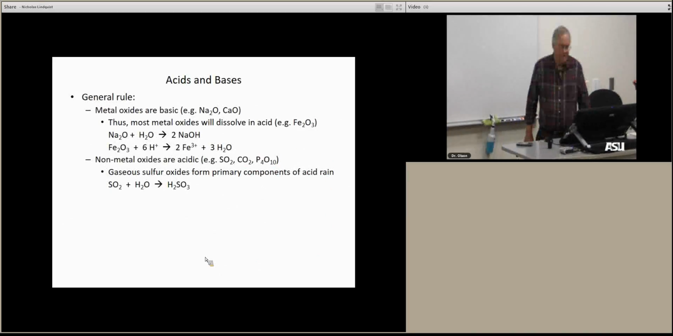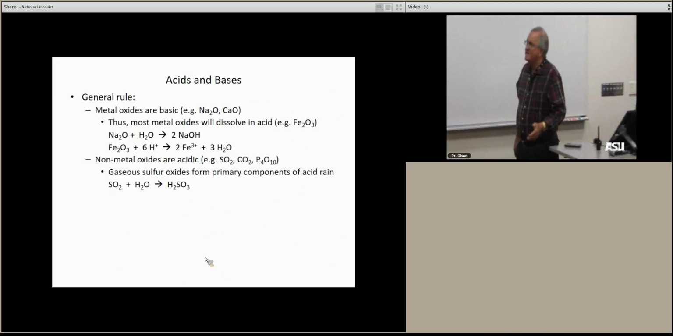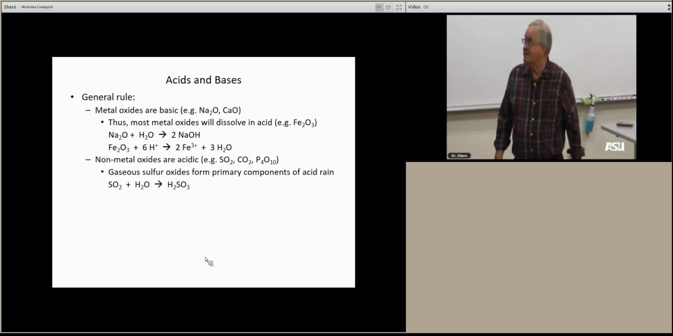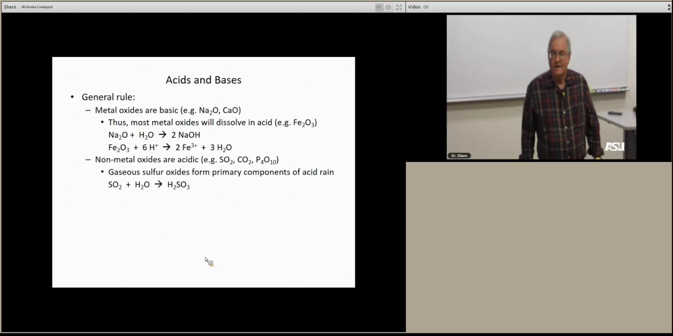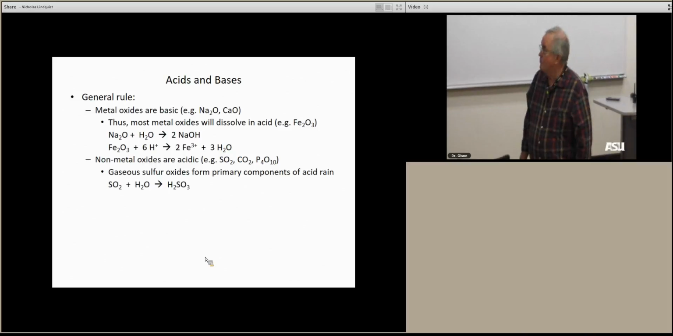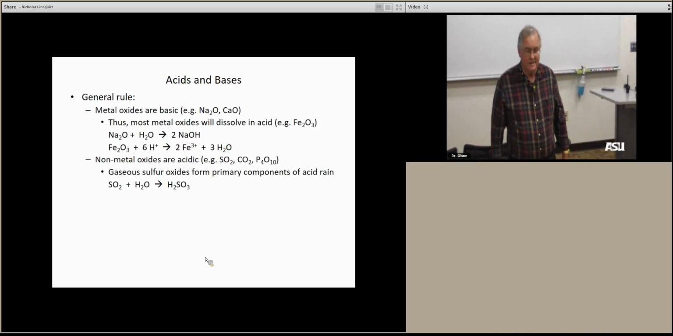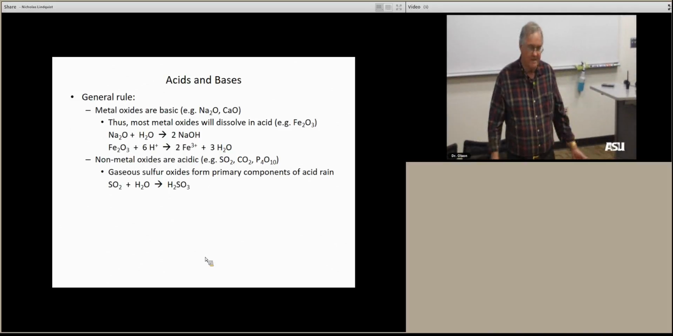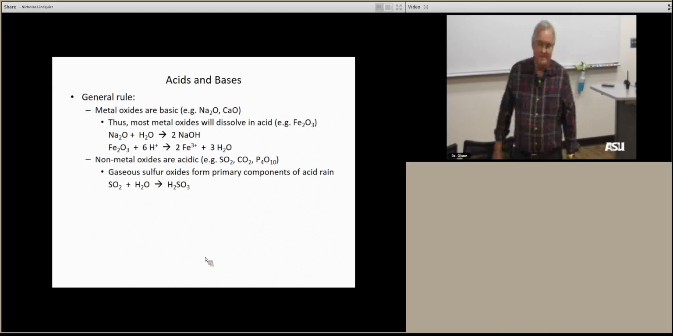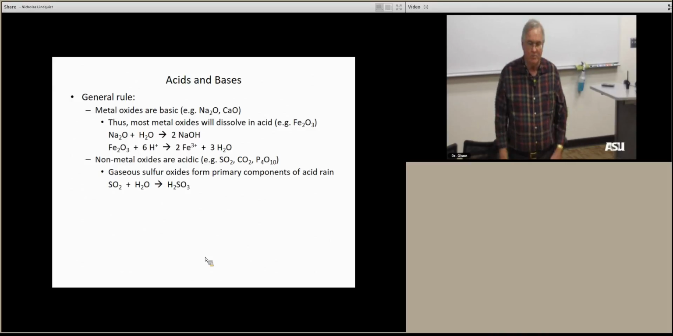So as a general rule, when we have metal oxides, they're going to be basic, like sodium oxide, magnesium oxide, calcium oxide. These oxides will react with water to produce hydroxides that are completely dissociated, like sodium oxide reacts with water to produce sodium hydroxide. They will also react with acids. Because they're bases, they react with acids.